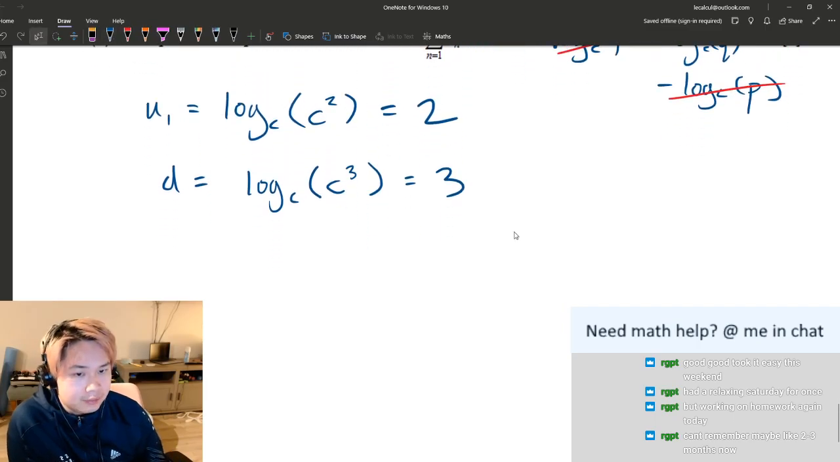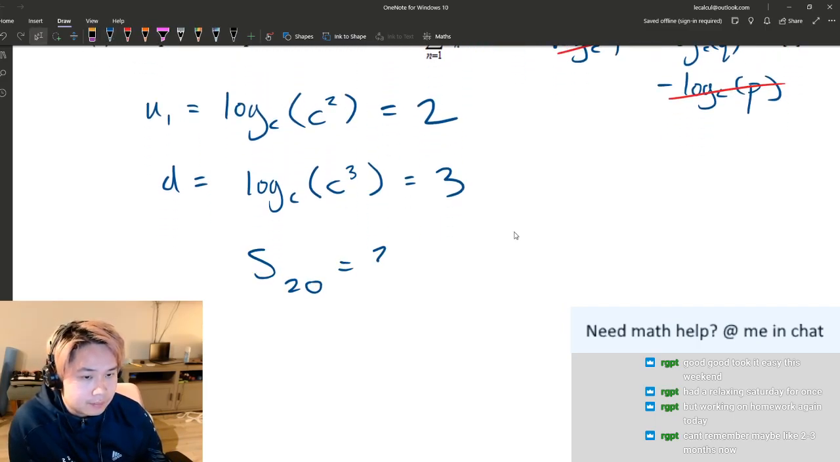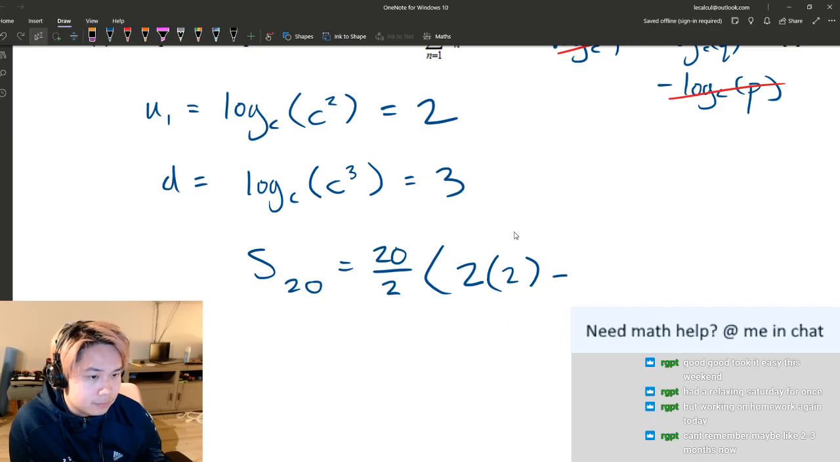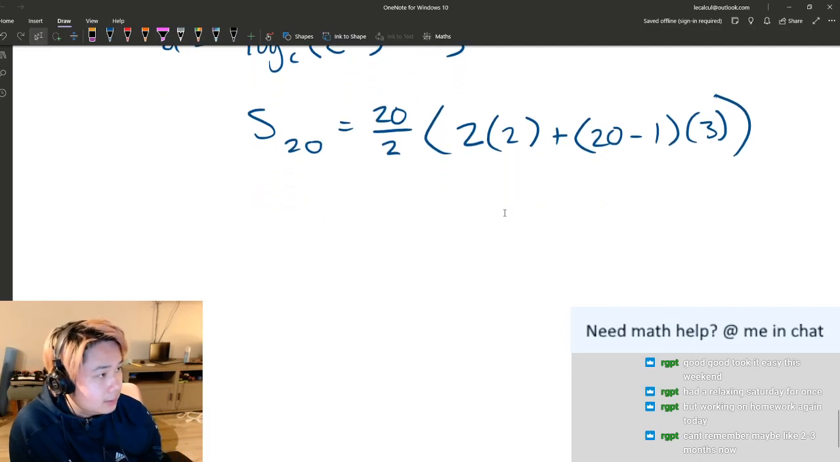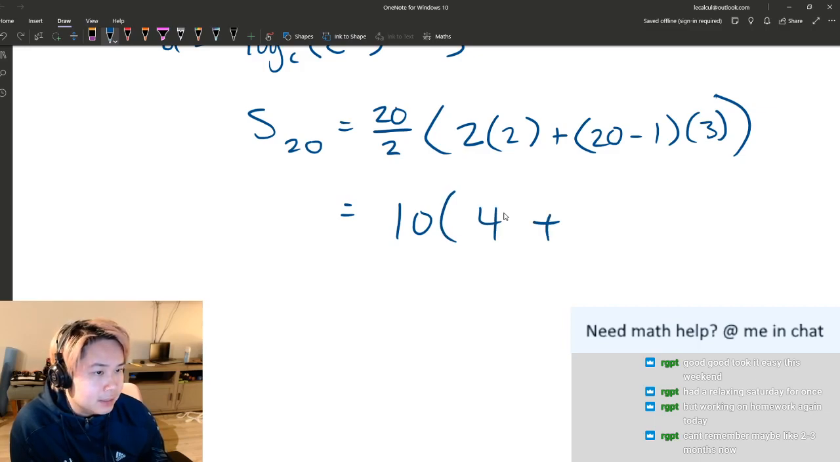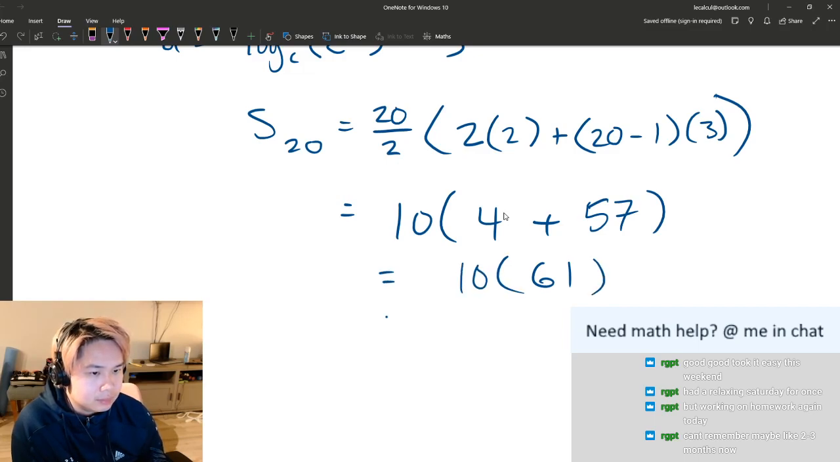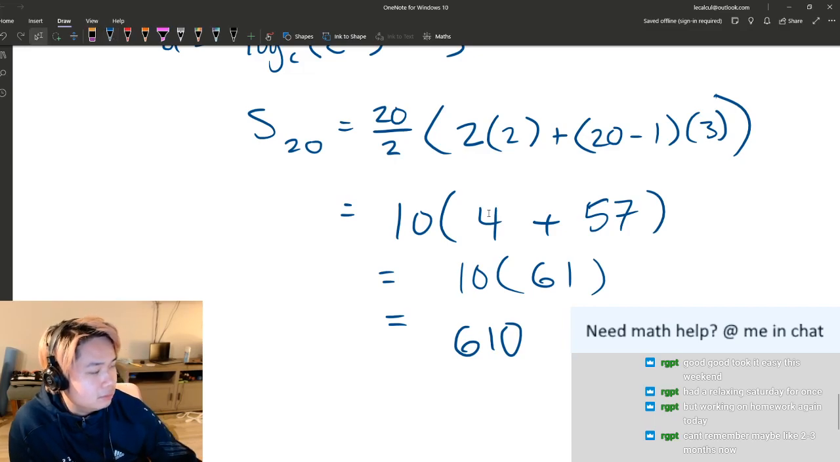So now we can find our sum. This is just standard formula book calculations. So that's 10, this is 4, and then 19 times 3 is what, 57? 61 times 10. So 610.